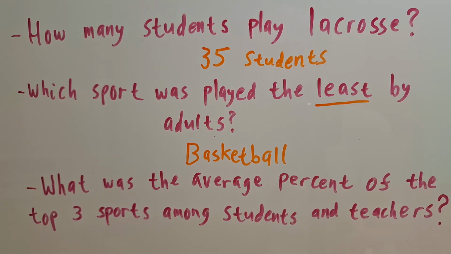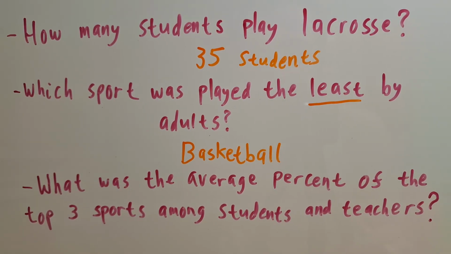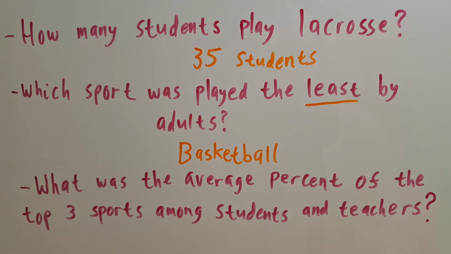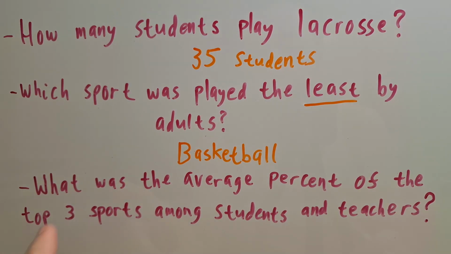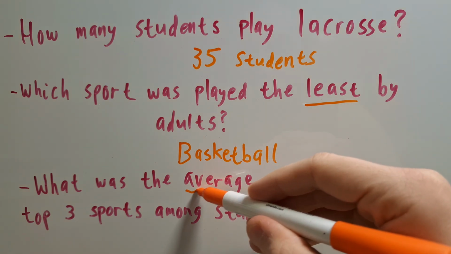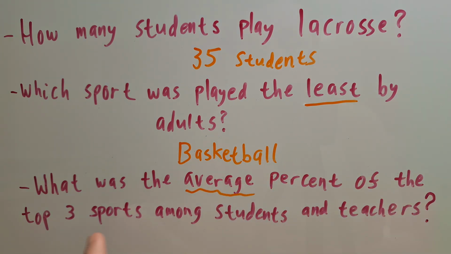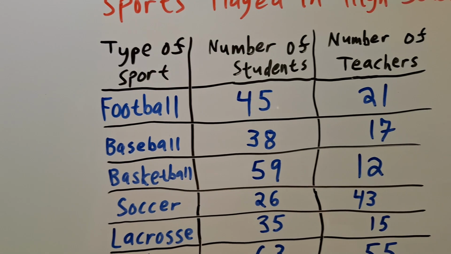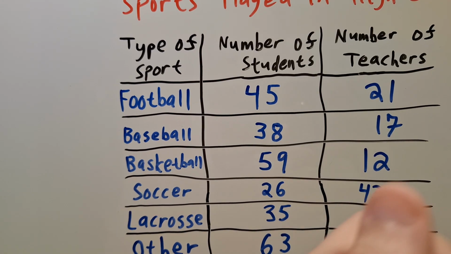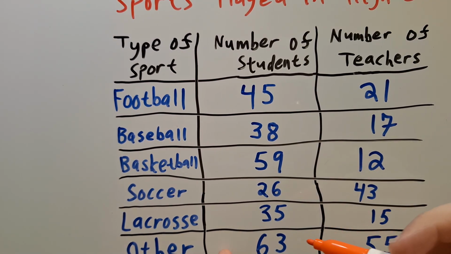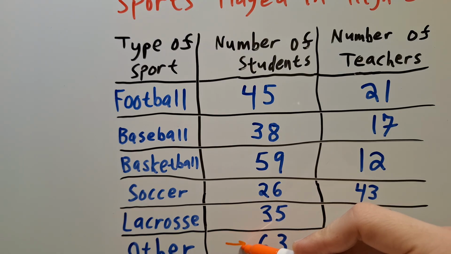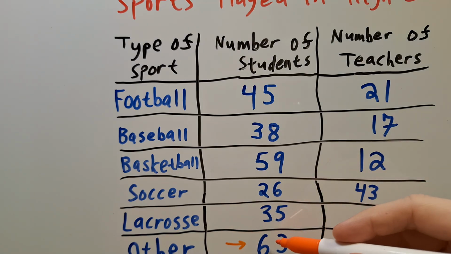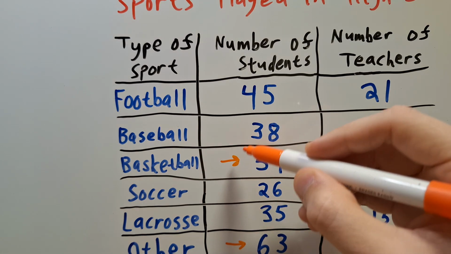This last question asks, what was the average percent of the top 3 sports among students and teachers? So here we have to do a little bit more work. We're finding an average, so we're going to be adding up some numbers and then dividing. The top 3 sports among students and teachers. So let's work on the students one first. So the top 3 sports are going to be the ones with the biggest numbers, which are the other category, basketball, and football.